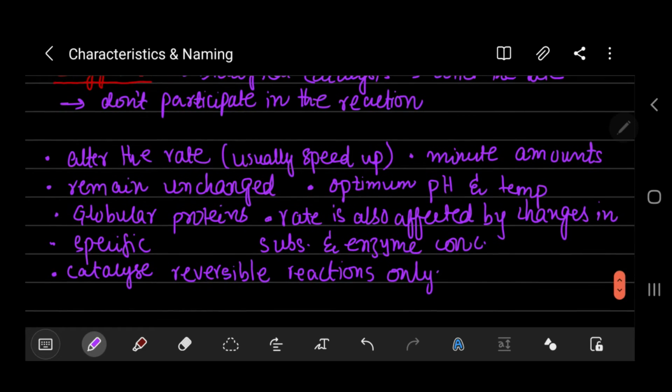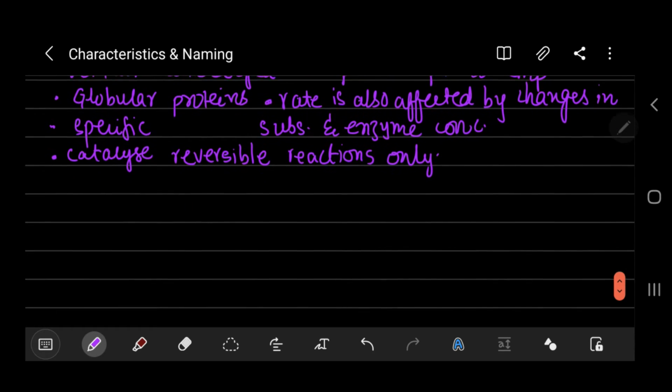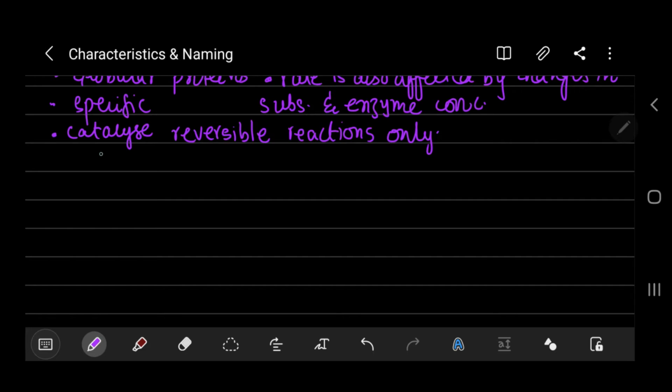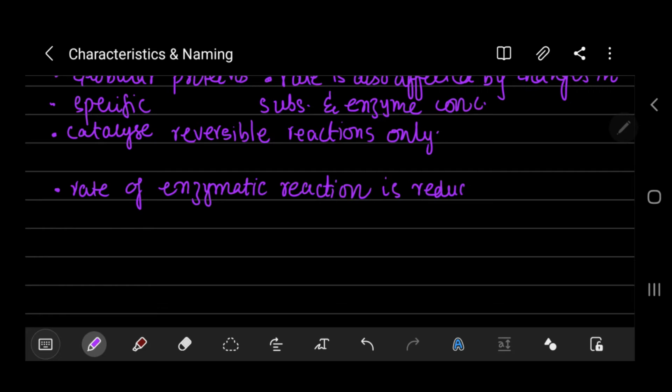Moving on to the next property. Another important property, and this is very important, is that the rate of the enzymatic reaction is reduced by specific inhibitors. We will come to this later.